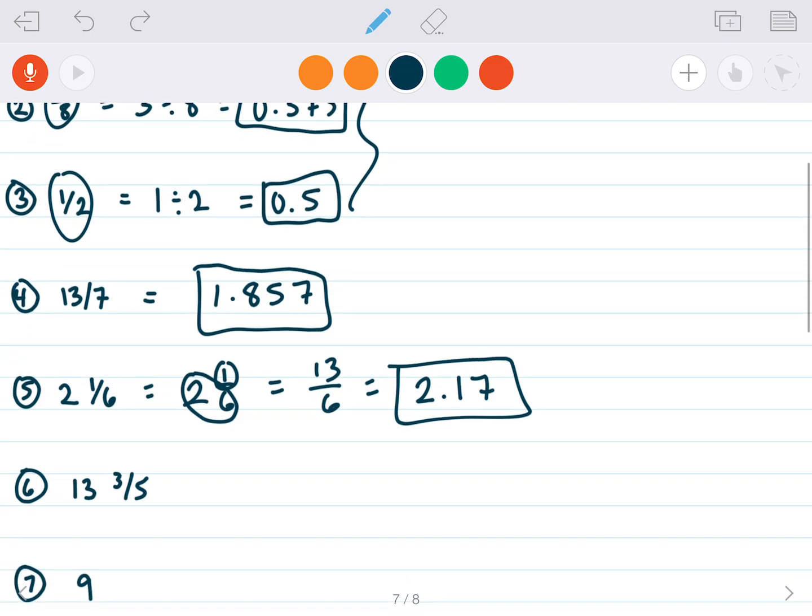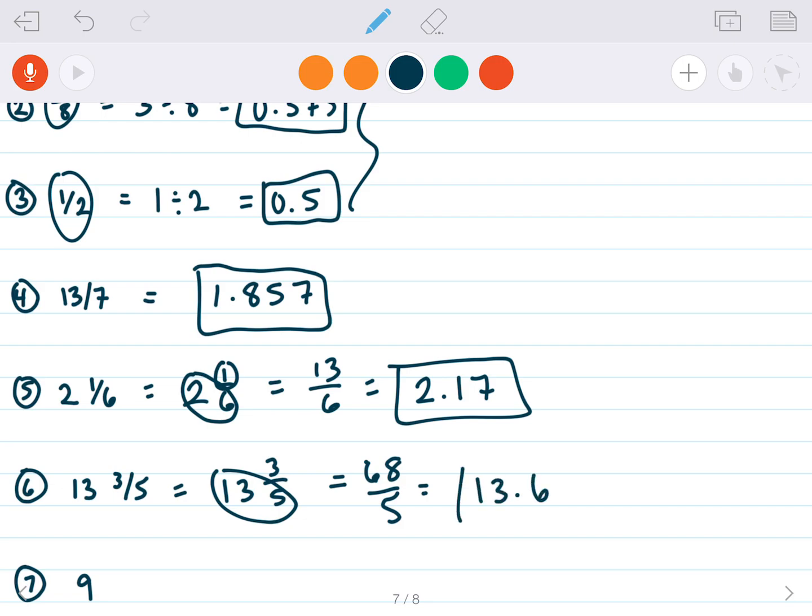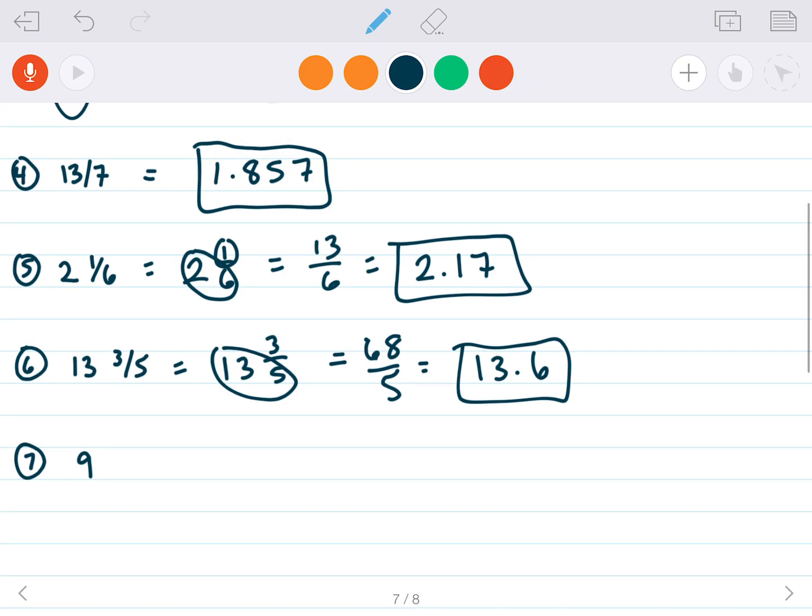All right. So 13 and 3/5, I'm going to write it like this. Now we do 13 times 5 plus 3 is 68 fifths. And, of course, we do 68 divided by 5 to get our decimal number. And we get 13.6. Okay, the last one here is 9. Okay, well, that's just, if we want to write it as a decimal, I mean, if we really want to put the decimal point, we could put it right there and just put 9.0.